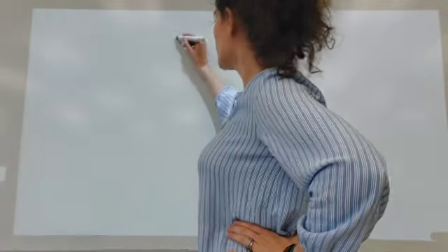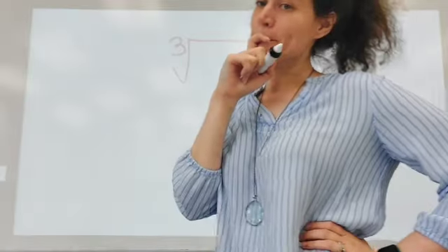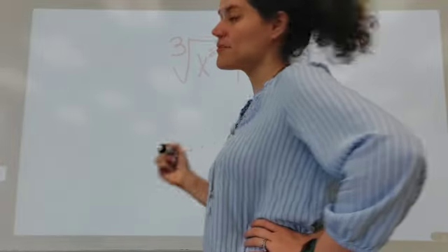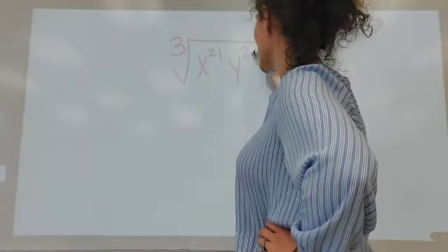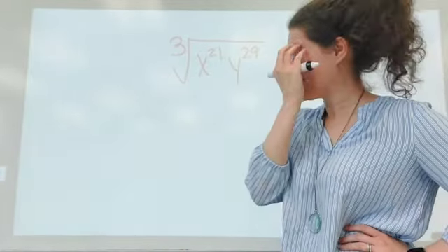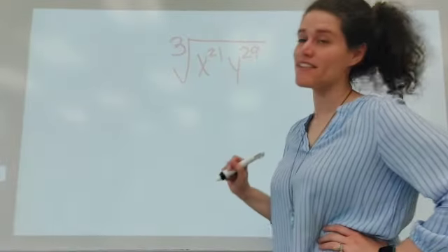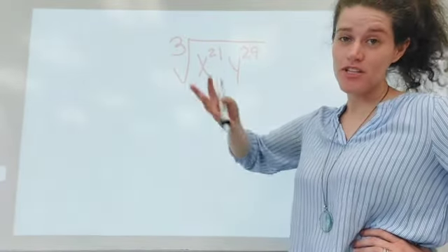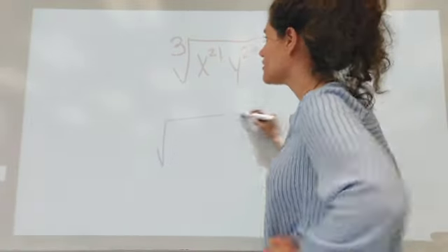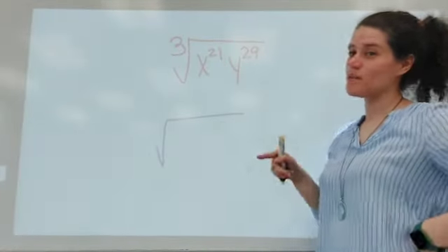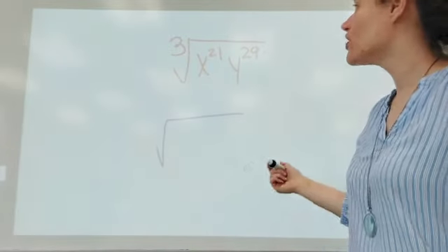Let's say I've got the cube root of x to the 21 times y to the 29th power. Okay, so much bigger numbers here, so it might be kind of a pain to go in and write out all these x's and write out all these y's, but you can just use the thing we talked about with groups, right? So 21, I'm looking at how many groups of 3 can I make with 21? Well, 3 goes into 21 7 times. I can make 7 groups.